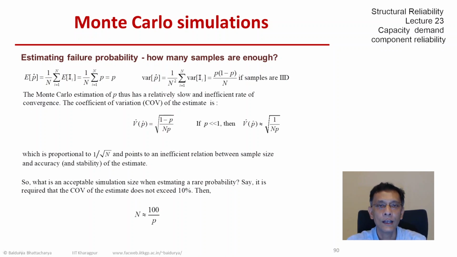If we have an idea about what the failure probability is like, or conversely, if we have estimated a failure probability from a certain sample size and the COV turns out to be too large, then obviously we have to keep sampling until we have reached our own comfort level in terms of the uncertainty involved.